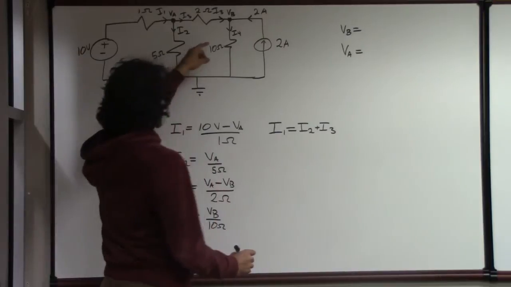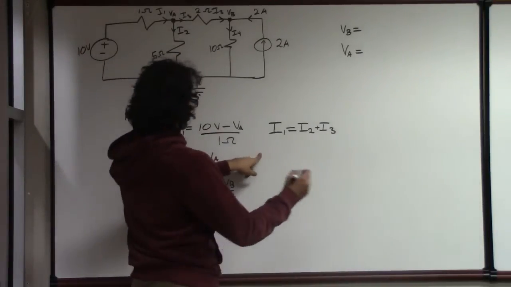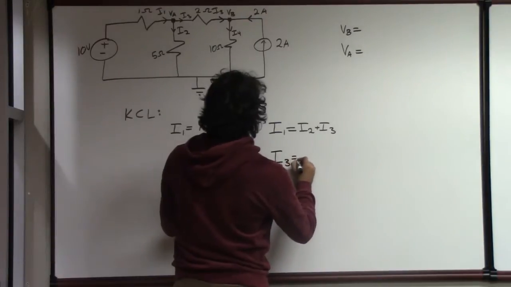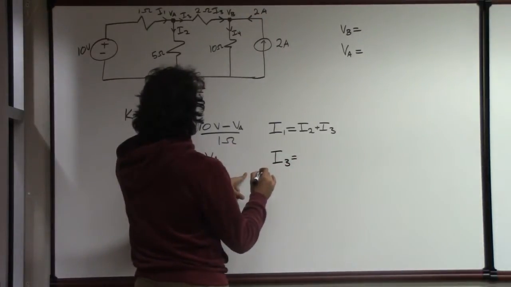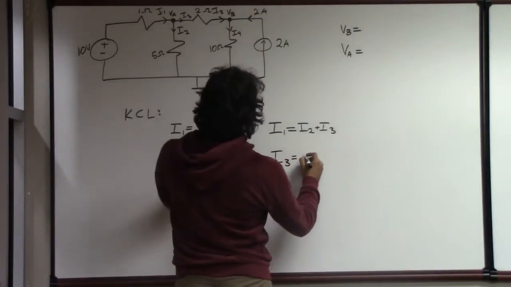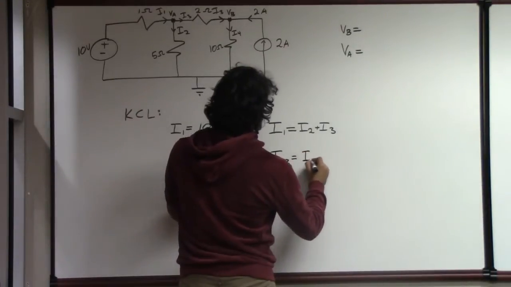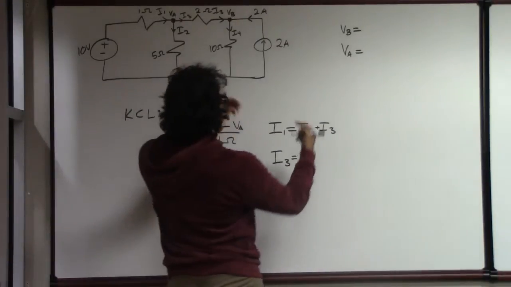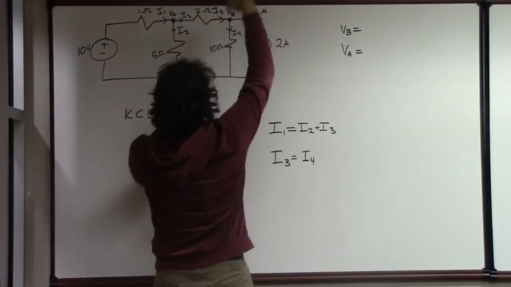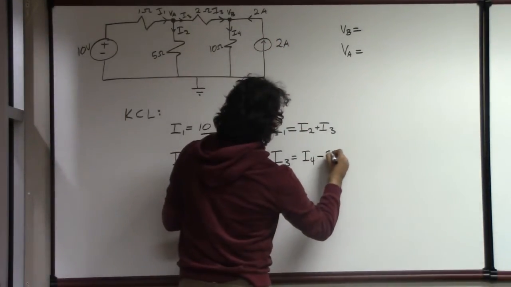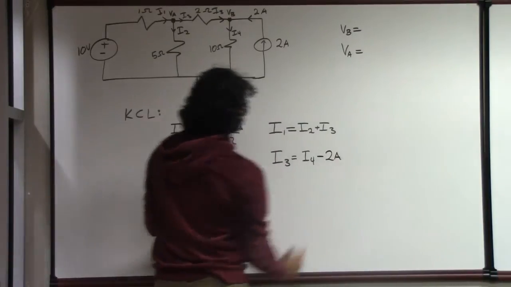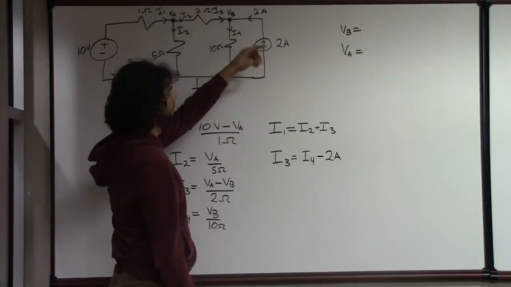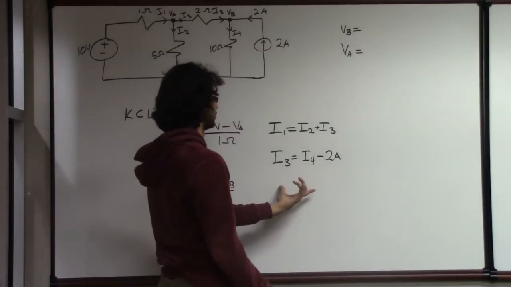So we can do the same thing as we did here, and our second equation becomes I3 is equal to I4, and it has to be the sum. So in order for this to be a correct statement, these two are going in, this one's coming out. It's going to be a minus 2 amps. Because I4 is actually equal to I3 plus 2 amps, but this is an equivalent statement.